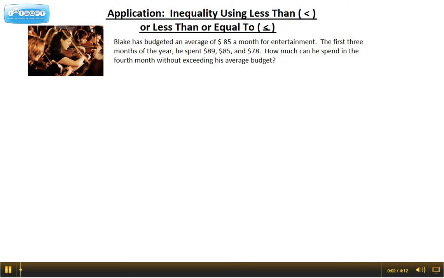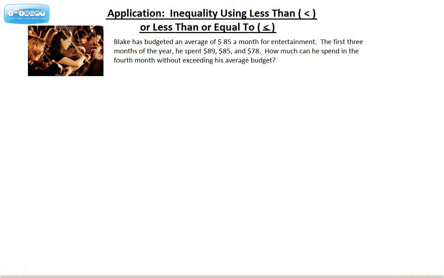In this tutorial, we have an application problem using an inequality that has either less than or equal to. Let's read the problem. Blake has budgeted an average of $85 a month for entertainment. The first 3 months of the year, he spent $89, $85, and $78. How much can he spend in the fourth month without exceeding his average budget?